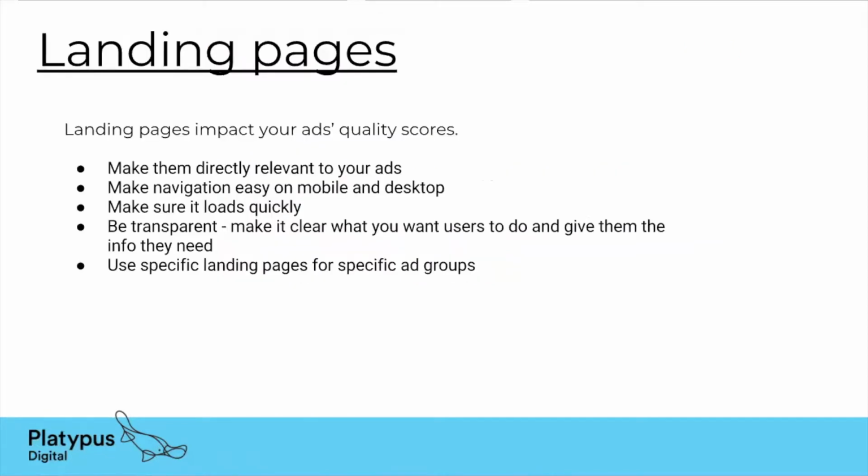So the landing pages, as we talked about, they affect your ads quality scores. So you really want to make them directly relevant to your ads. They should mention the same sorts of words as much as possible to get your quality score nice and high. You want to make sure it's nice and easy to get around them, both on the mobile and desktop versions of the pages. You want to make sure it loads quickly.